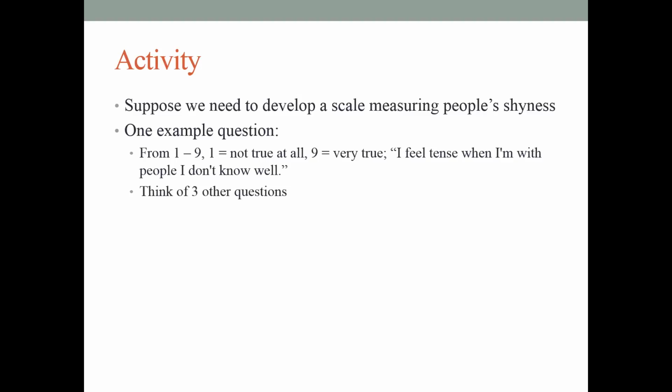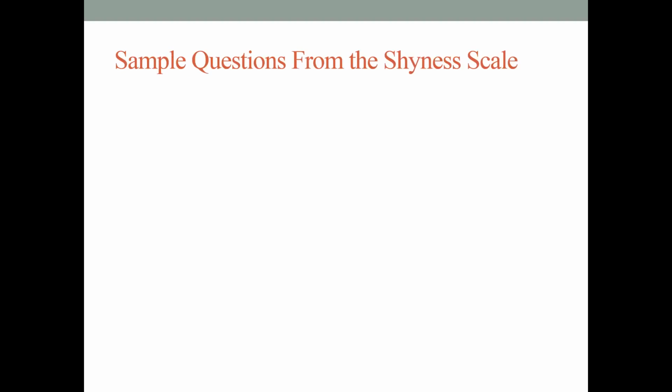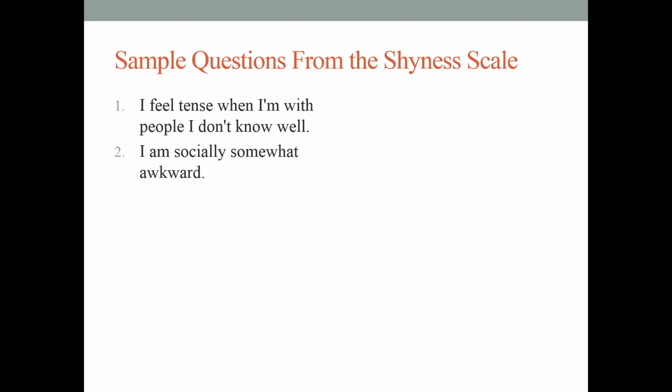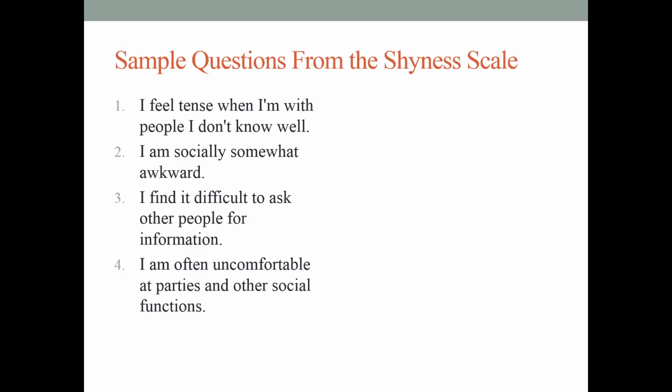But anyway, now suppose we have an instrument to measure shyness, and there are 4 questions. Which one do you think is better? The first set is this. I feel tense when I'm with people I don't know well. I'm socially somewhat awkward. I find it difficult to ask other people for information. And finally, I am often uncomfortable at parties and other social functions. So this is the first set.